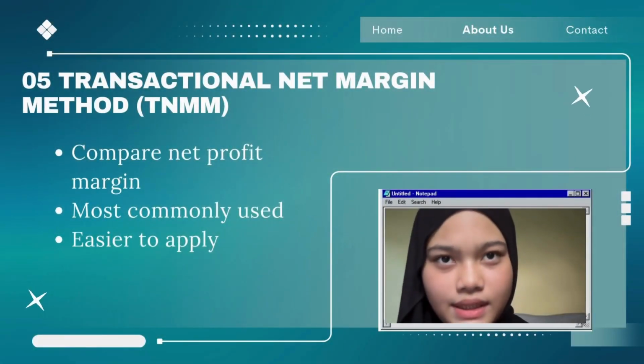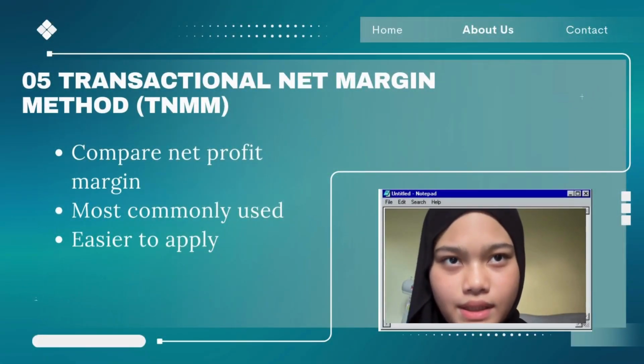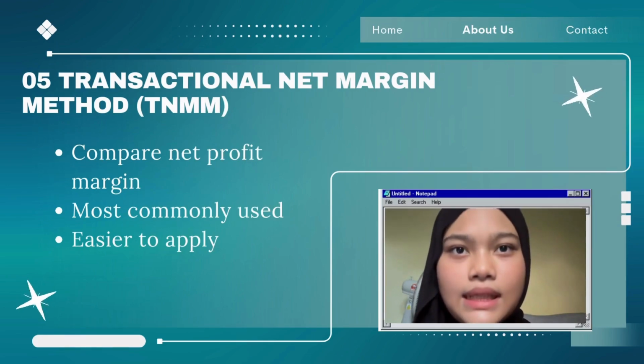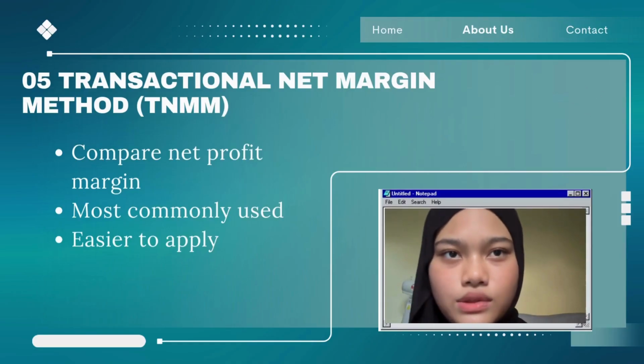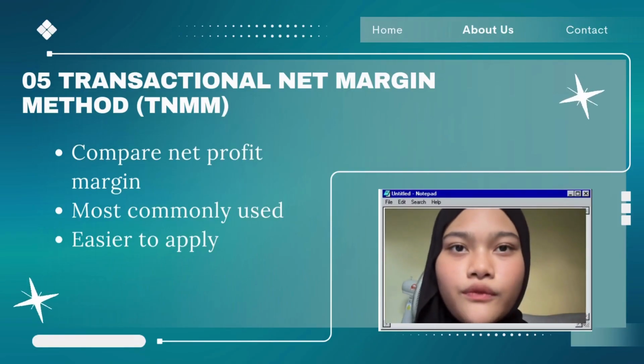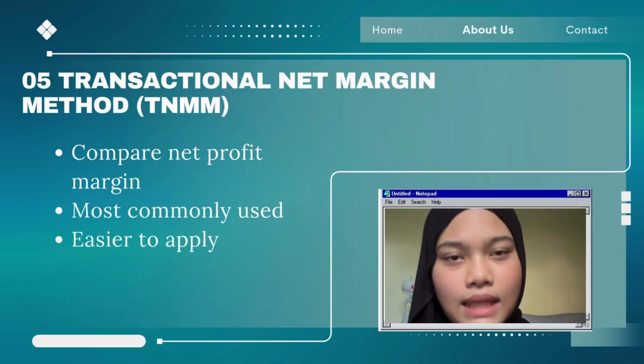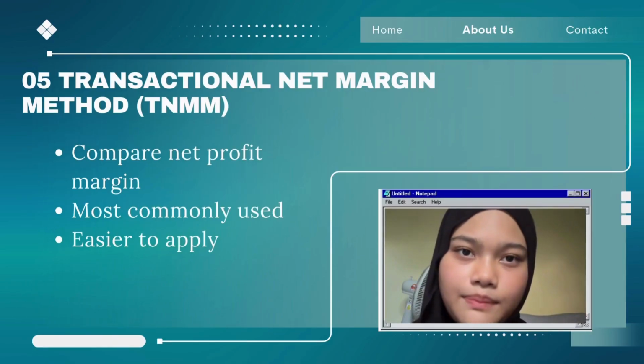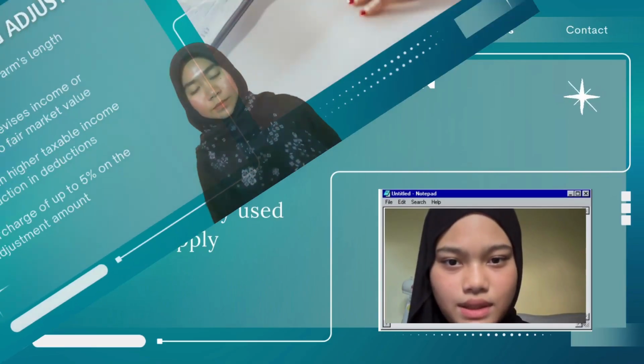And the last method is the transactional net margin method. It compares the net profit margin of a related party transaction with that of independent companies. This method is the most commonly used method because it is easier to find comparable data. And in summary, different transfer pricing methods are applied depending on the type of transaction.